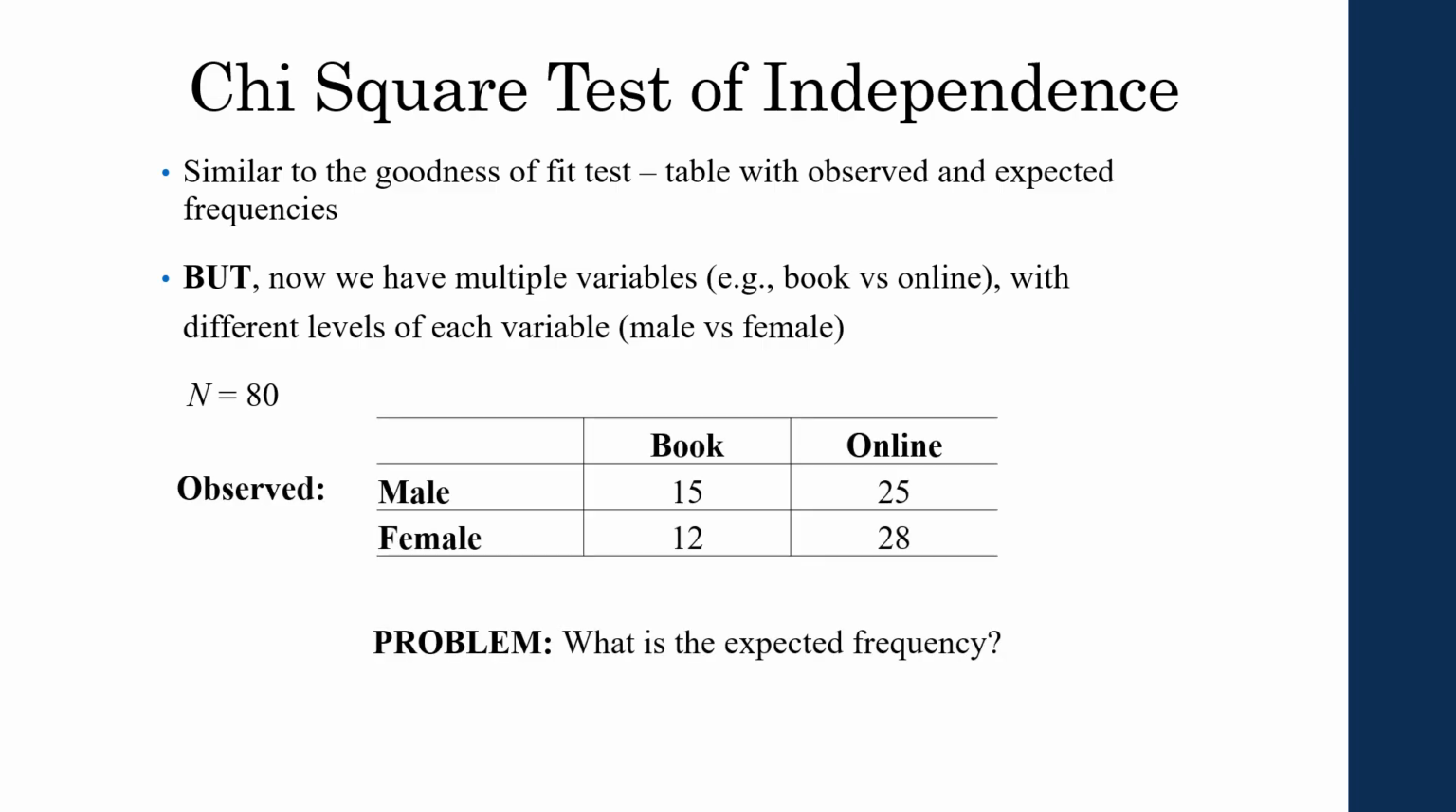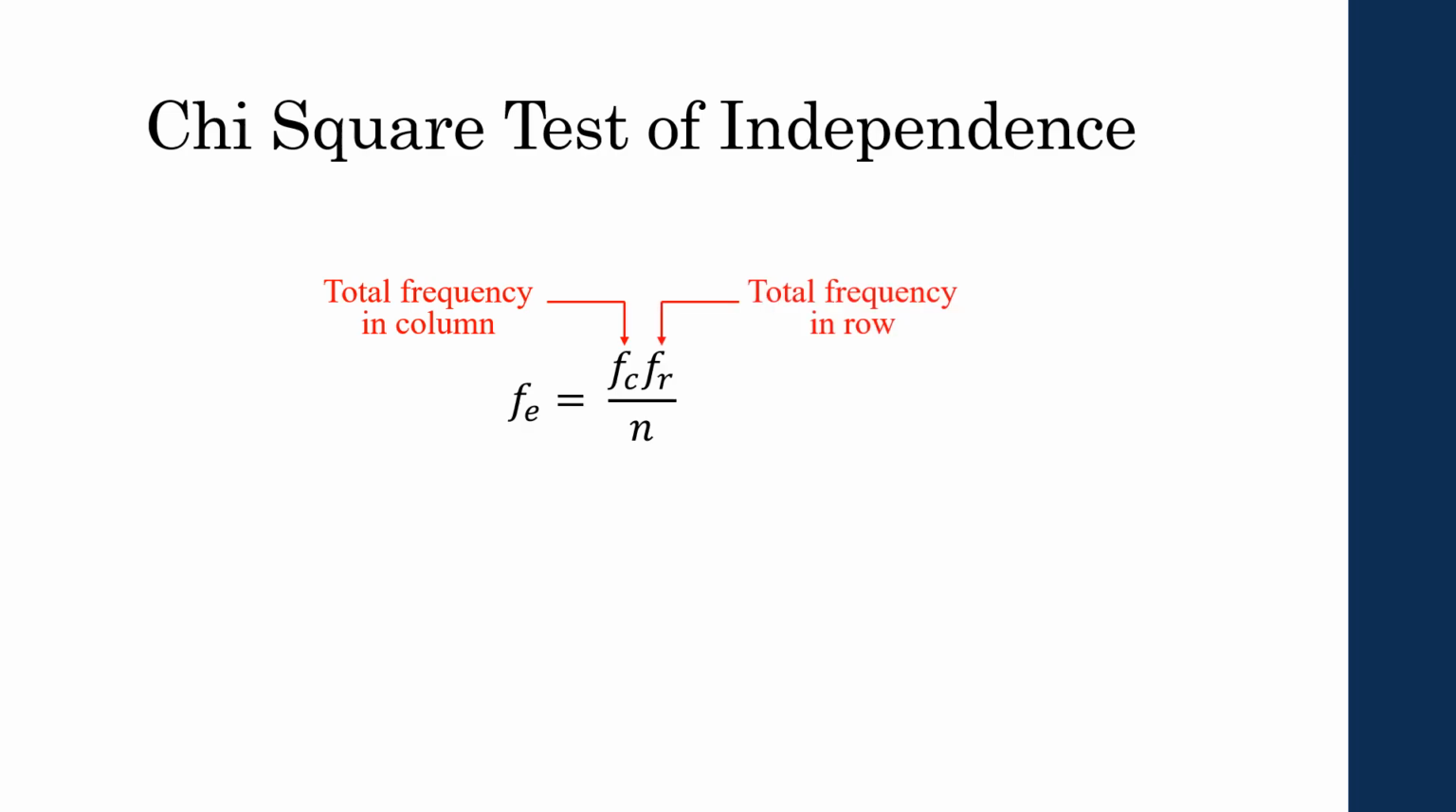The problem moving forward is that we don't know what the expected frequency is. To find our expected values, we use this equation, where we multiply the total frequency in the column by the total frequency in the row and divide by n. Because we have multiple frequencies and rows, this means that our degrees of freedom also changes. Degrees of freedom is now the number of rows minus 1 multiplied by the number of columns minus 1.